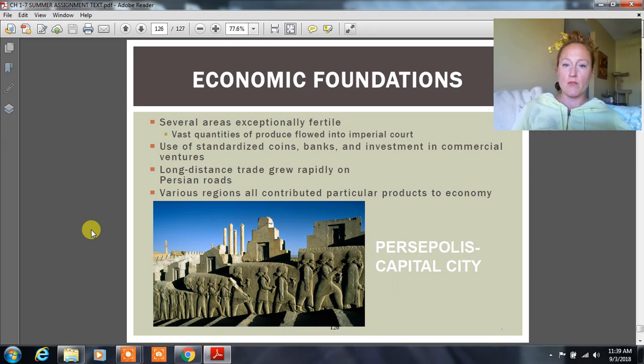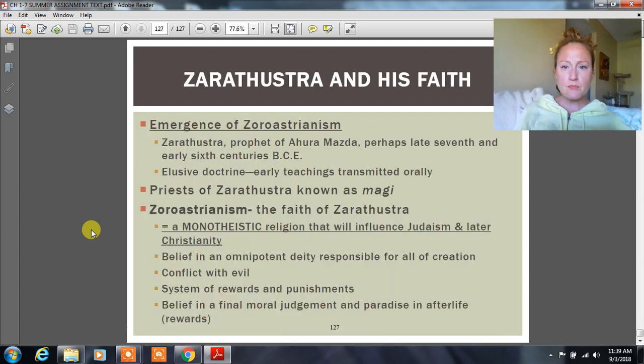Long distance trade is going to grow very rapidly along the Persian roads, and various regions all contributed particular products to the economy. So because the empire is so vast, certain regions had goods or supplies that they specialized in that they're able to trade within the empire.